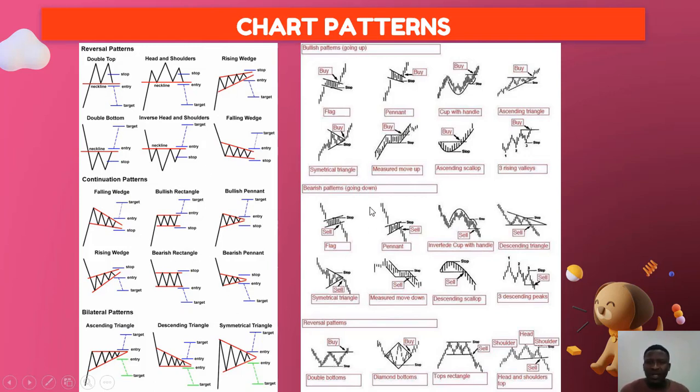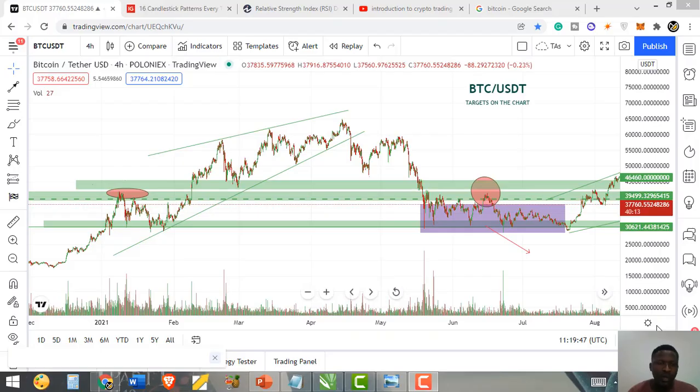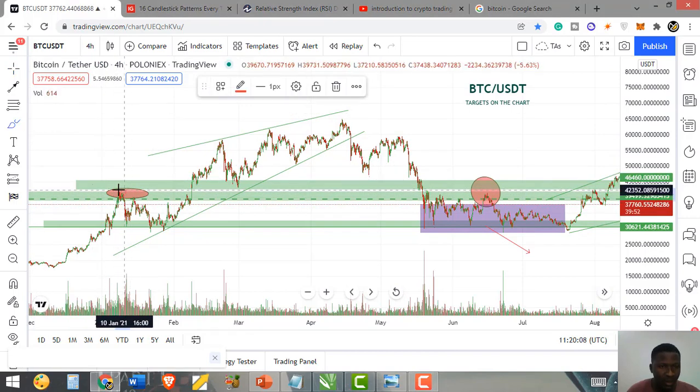But let me go to my chart so that I can show you some of these chart patterns represented on the chart. All right, so let's take a look at some of these chart patterns represented on this chart. Now, this is a BTC USDT chart on a 4-hour time frame. Now, from here you can see a double top. See the first top. See the second top. Let me zoom it.